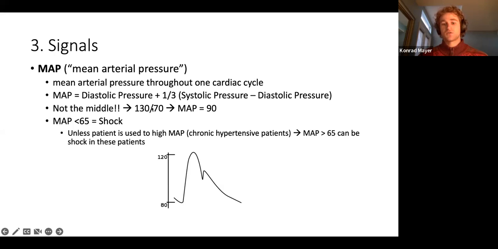1/3 of that is 20. So 70 diastolic pressure plus 20, 90. That is the mean arterial pressure.